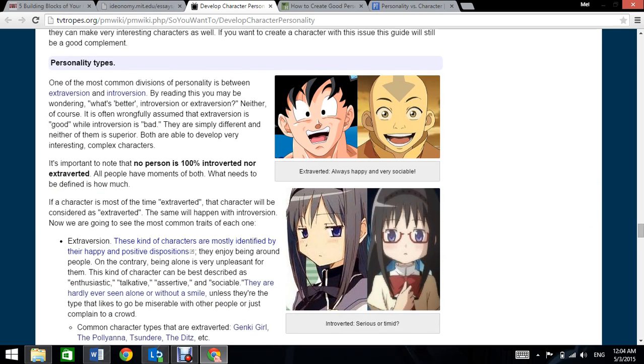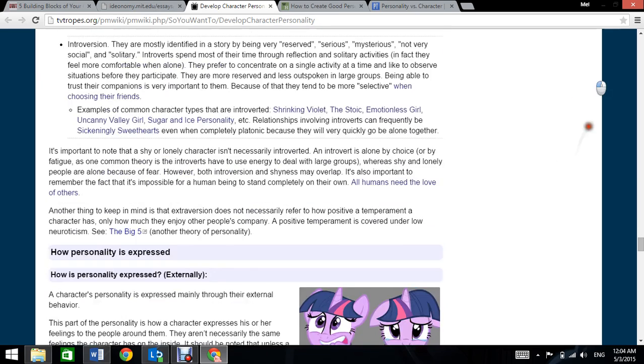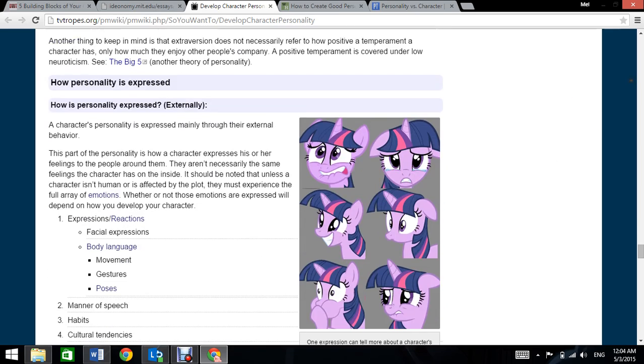Personality types. They're very different kinds of personalities. There's extroverts and then introverts. Oh, okay, I get it. You guys, keep that in mind too.